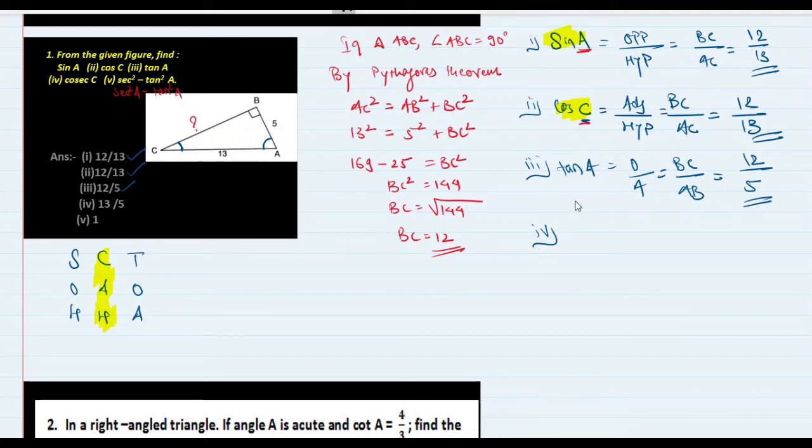Question number 4. We have cosec C. Alright, so what is cosec? You don't see cosec over here, but as I told you, the reciprocal of tan is cot, the reciprocal of cos is sec, and the reciprocal of sine is cosec. So cosec is nothing but the reciprocal of sine, that is hypotenuse upon opposite. Hypotenuse upon opposite is cosec of any angle. What is the hypotenuse? Hypotenuse is AC, and what is the opposite? Opposite of angle C is AB. AC upon AB. AC is 13. AB is 5, so 13 upon 5 is absolutely correct.